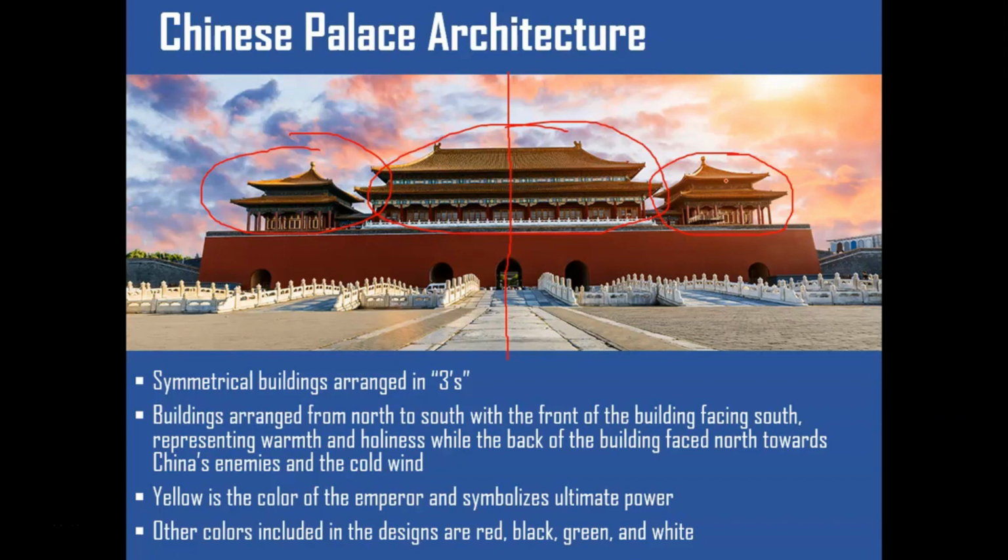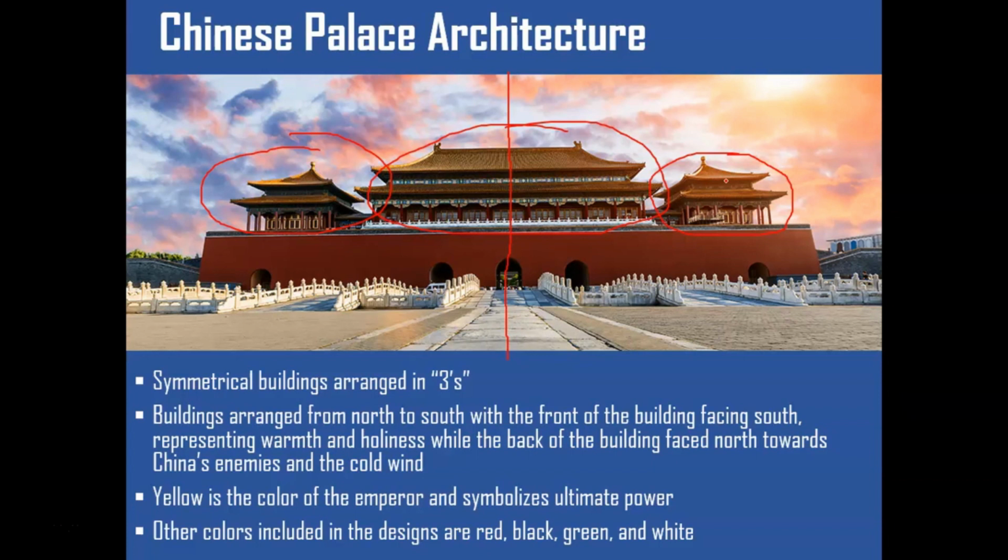Now, in terms of the colors that you see here in the palace, the color yellow was known to be the color of the emperor and symbolized ultimate power. It is also associated with royalty and prosperity. Red is perhaps the most common color that you would come across in Chinese architecture, and red is synonymous with the color of fire. And so this red color represents luck and joy and happiness, so that's commonly seen throughout Chinese architecture.